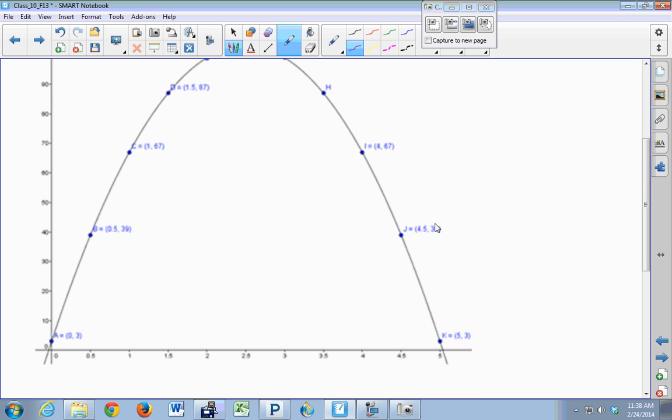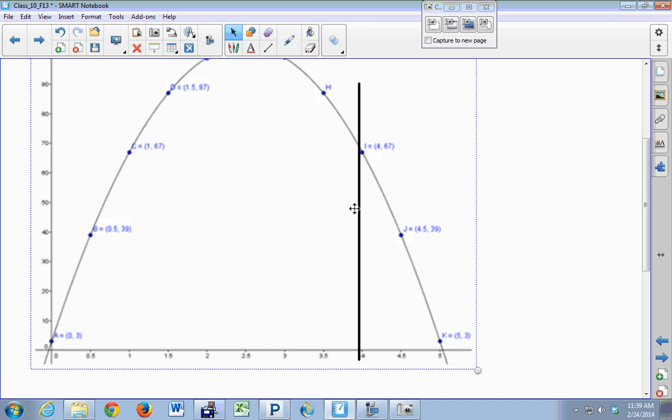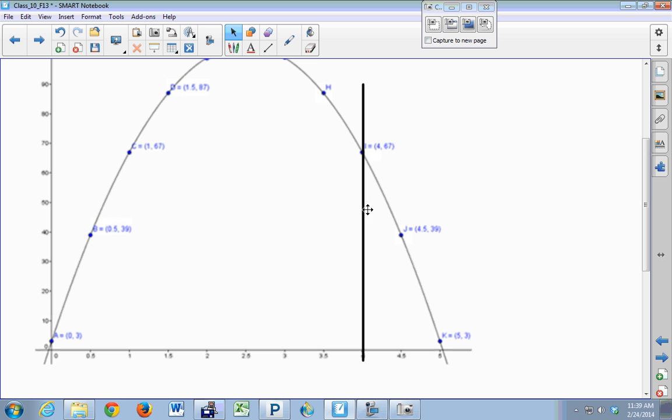Look where the input is 4. So I'd look along my x-axis at 4, and then what would I do, Gina? I'm going to go up until I intersect the graph at x equals 4. Oops, I've got to move that over a little bit.